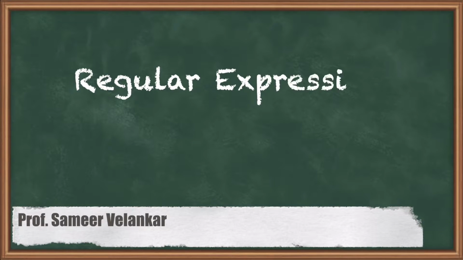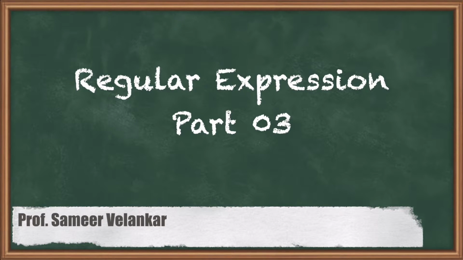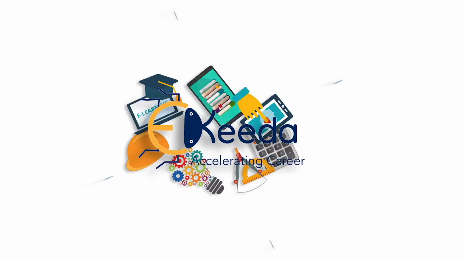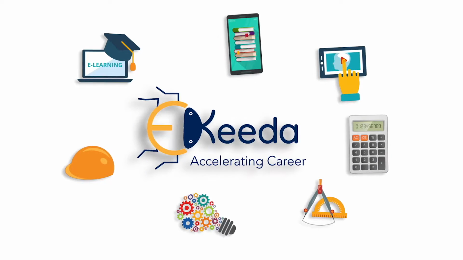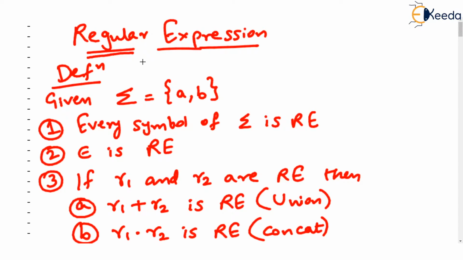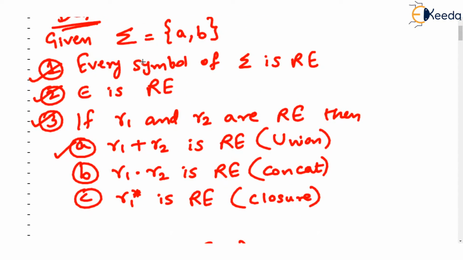Hello dear students. This is the third video on the topic regular expression. In the previous video, we were looking at the definition of regular expression, in which we saw the first 3 points, but in the third point we saw only point A, where if the two regular expressions R1 and R2 exist, then their union R1 plus R2 is also a regular expression.